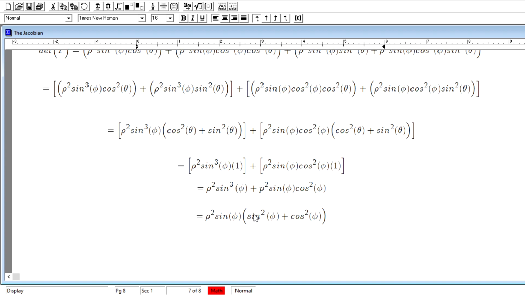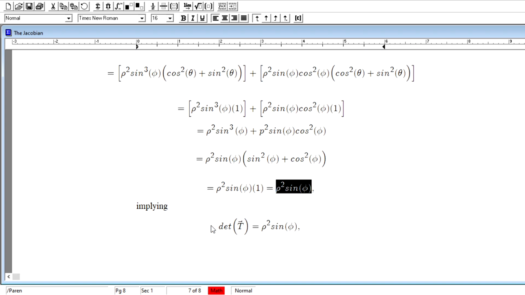you will be left with sine squared phi plus cosine squared phi in the group, and that equates to the value of 1. So in the end, we will break this down to a determinant value given by simply the rho squared sine phi value. Again, going back implies that the determinant of this transformation matrix is just rho squared sine phi.